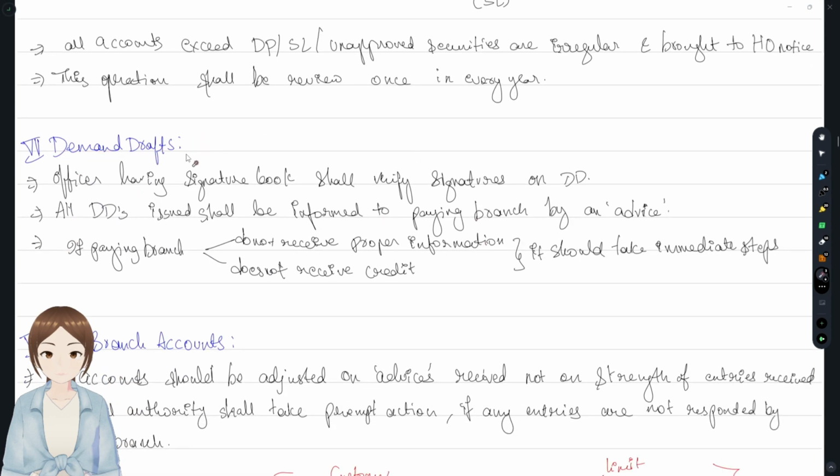And with regards to DDs, demand drafts, the internal controls are that the officer having the signature book shall verify signatures on the DD. Likewise, in e-check, they have to check the signature of the drawer, right? They have to also check the signature here. All DDs issued should be informed by the paying branch by an advice. Advice is a kind of letter or type of information used mostly in banking systems. This is a kind of format of communication between bank branches. If the paying branch does not receive proper information or does not receive credit, it should take immediate steps. That is, if it has not received the amount or money that it has to receive, for the recovery it has to take immediate steps by communicating.